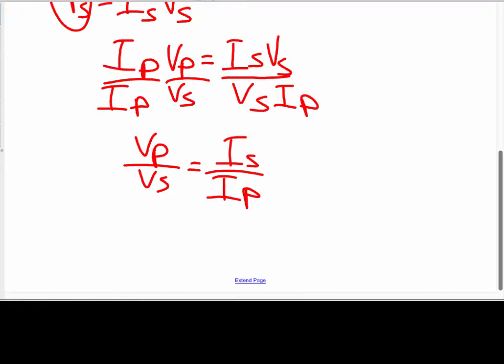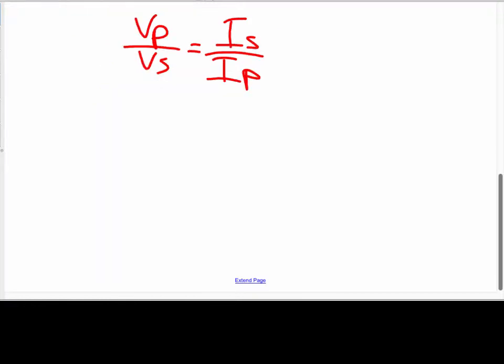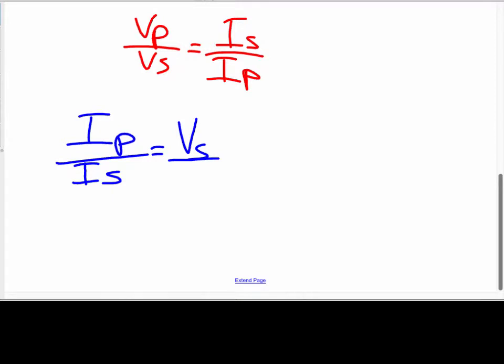All right? They give us some information. And if we backtrack without a lot of proof, another way you could write this too, and this is how we're going to do it in this problem. Same thing, it's a proportion. So I know that my current of the primary over the current of the secondary is equal to the voltage of the secondary over the voltage of the primary.